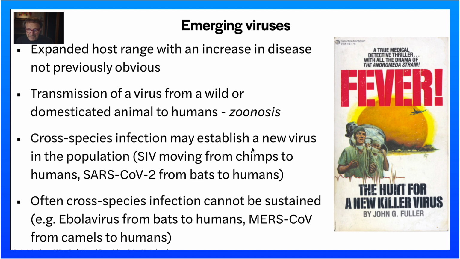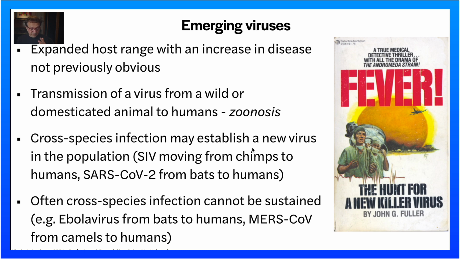A little more definition. An emerging virus can have an expanded host range with an increase in disease not previously obvious. For example, poliomyelitis for much of human history was a rare disease, never caused epidemics. And then around 1900, boom, epidemics. So it's an increase in disease, and understanding why is, of course, important.